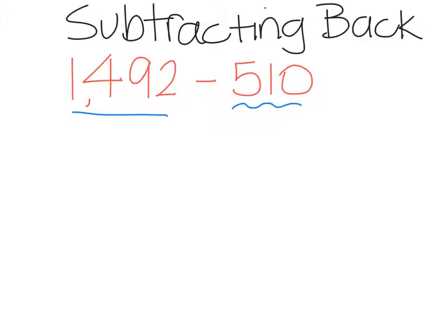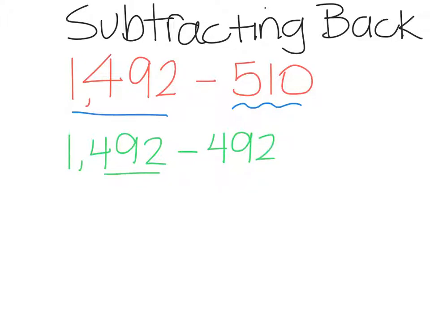So I am going to start with my 1,492. And I am just going to subtract 492. By taking away this, that gets me to 1,000. And for me, I can work with 1,000. Because now I'm looking at this, and I am going to take my 1,000.